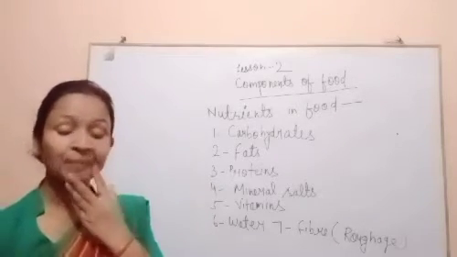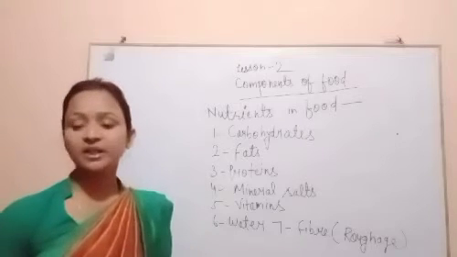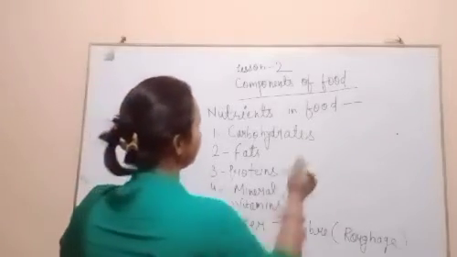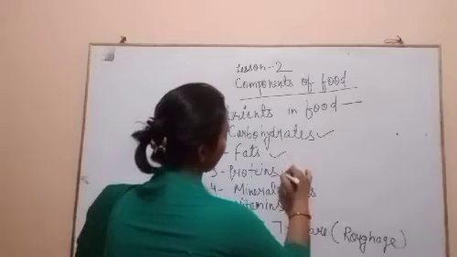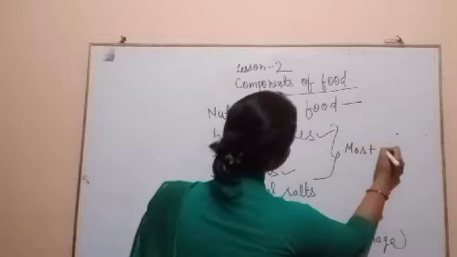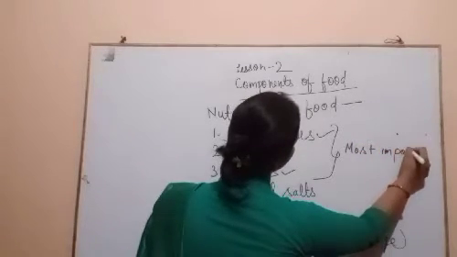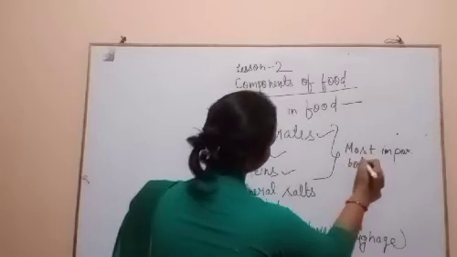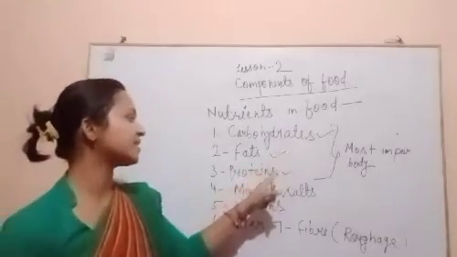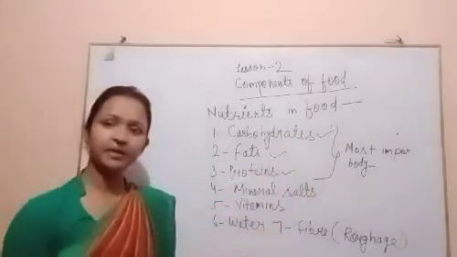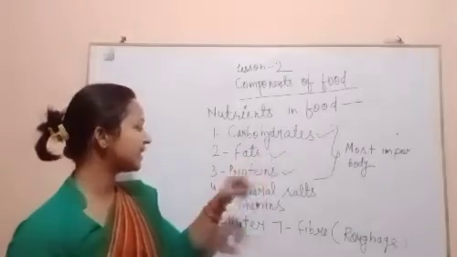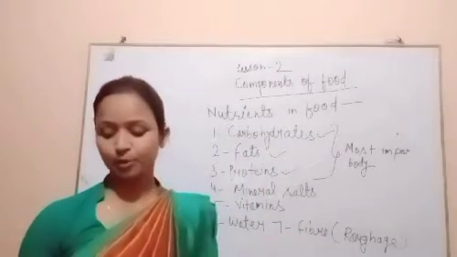And of these, carbohydrates, proteins and fats are the three main components. Out of the 7, these three nutrients are most important for the body: carbohydrates, fats and proteins.